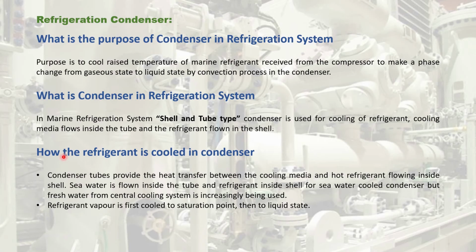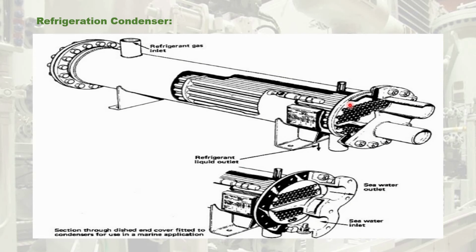And now, how is the refrigerant cooled inside the condenser? Back to this picture, you can see the flow of refrigerant and the flow of seawater. Now, for the question, how is the refrigerant cooled inside the condenser? When the refrigerant received from the compressor is entering the condenser, it is initially cooled to saturation point.